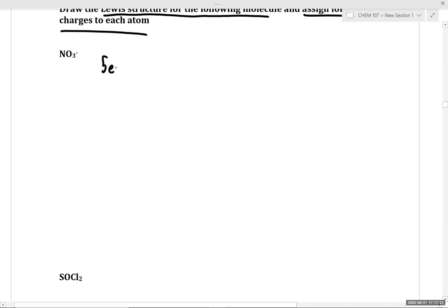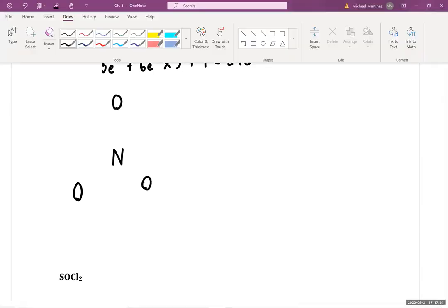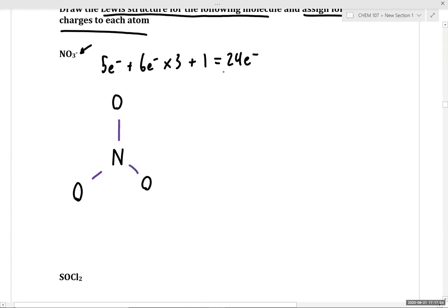So nitrogen contributes 5 electrons, oxygen contributes 6 electrons, and we have 3 oxygen atoms. And because we have a -1 charge, we add 1 electron to our total. That gives us a total of 24 electrons. We then place nitrogen in the center and surround it with our 3 oxygen atoms. We then form 1 bond each, and we subtract 2 electrons from our total for each of our bonds, for a total of 6 electrons subtracted. We have 18 electrons remaining.